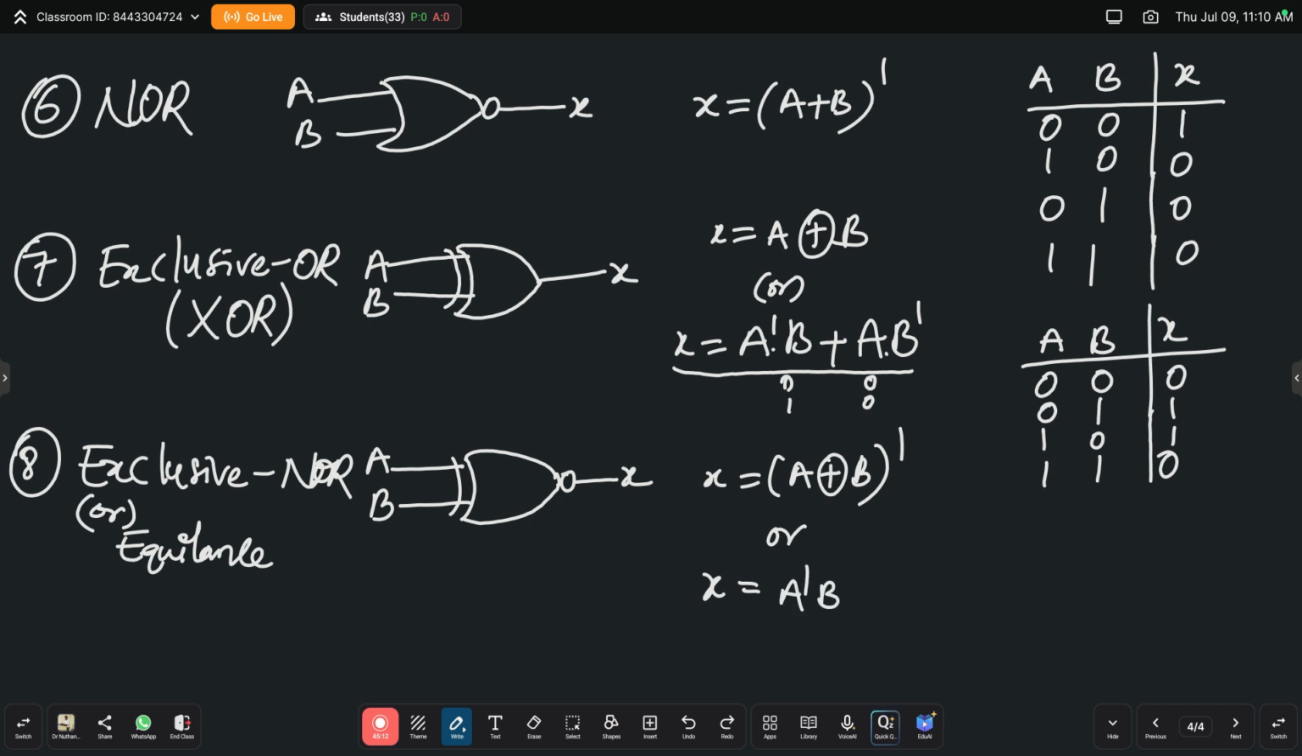A dash, B dash plus. You should remember this. You should remember exclusive OR for this expression and exclusive NOR for this expression, so that you can solve the problem. A dash B dash plus AB. So you can generate your truth table.